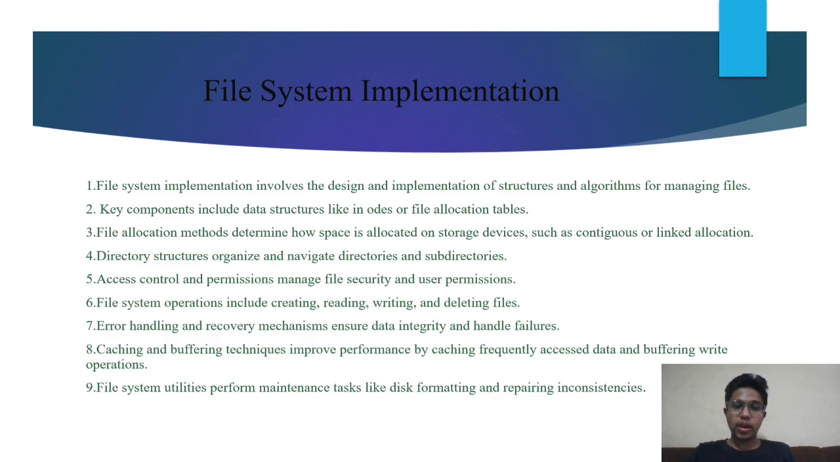Access control and permissions manage file security and user permissions. File system operations include creating, reading, writing, and deleting files. Error handling and recovery mechanisms ensure data integrity and handle failures. Caching and buffering techniques improve performance by caching frequently accessed data and buffering write operations. File system utilities perform maintenance tasks like disk formatting and repairing inconsistencies.